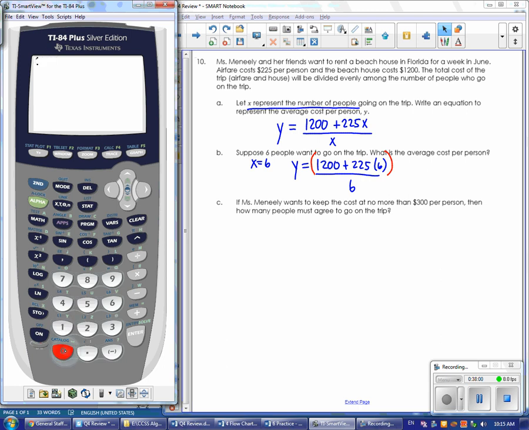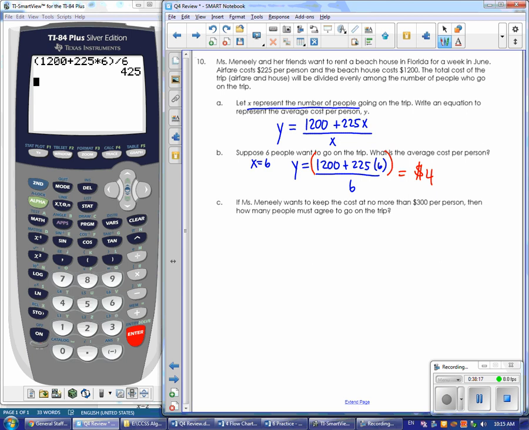So I'm going to take my 1,200 plus the $225 that each of the 6 people is going to be paying. I'm going to end my parentheses, because that's a total that I want to divide by the 6 people that are going. And when I do that, I find that it's going to cost us $425 per person. And remember, this is a word problem, so keep everything in context. The average cost is going to be $425 per person.